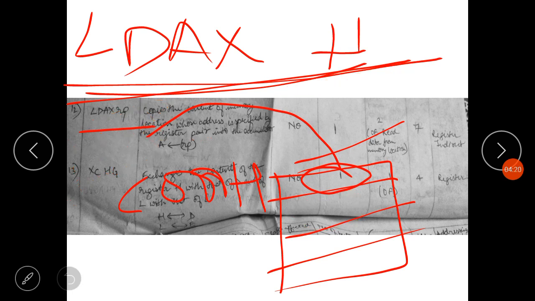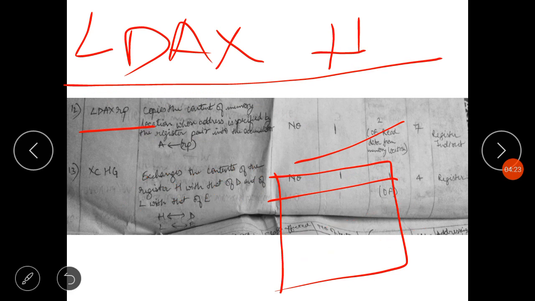The address is already present within the microprocessor because it is the content of the register pair, which is inside the microprocessor. So the second machine cycle will be used by the microprocessor for reading the content of the memory location and storing it into the accumulator. So in total 2 machine cycles are used for the complete execution of this instruction: the first machine cycle for opcode fetch and the second for memory read.